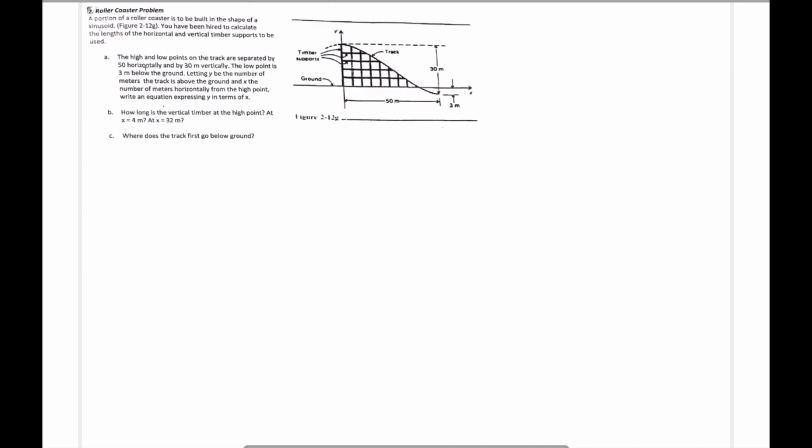The first question says the high and the low points on the track are separated by 50 meters horizontally and by 30 meters vertically. As you can see, the highest point is right here, the lowest point is right here, and the distance between those points in horizontal measurement is 50 meters. The vertical distance is 30 meters, as you can see here. It also says the low point is 3 meters below the ground, so this low point is 3 meters below the x-axis on this graph.